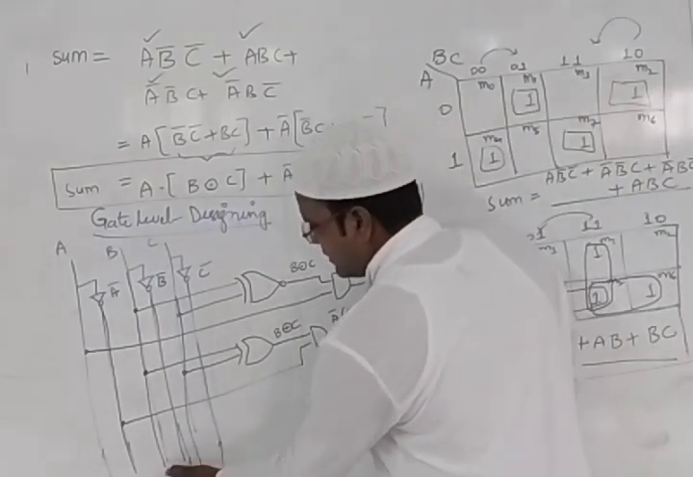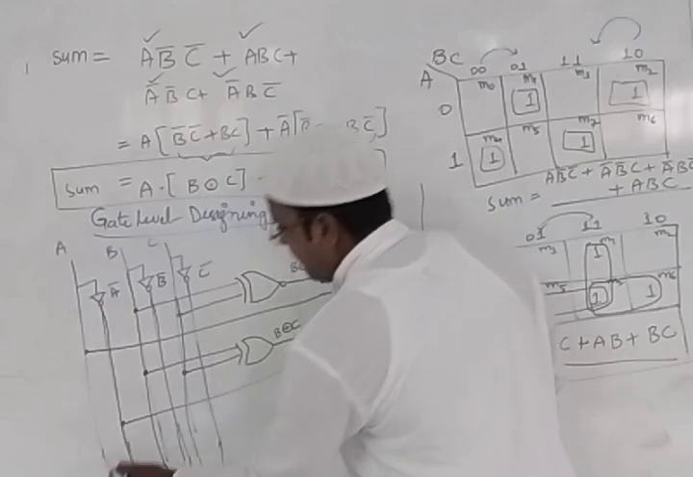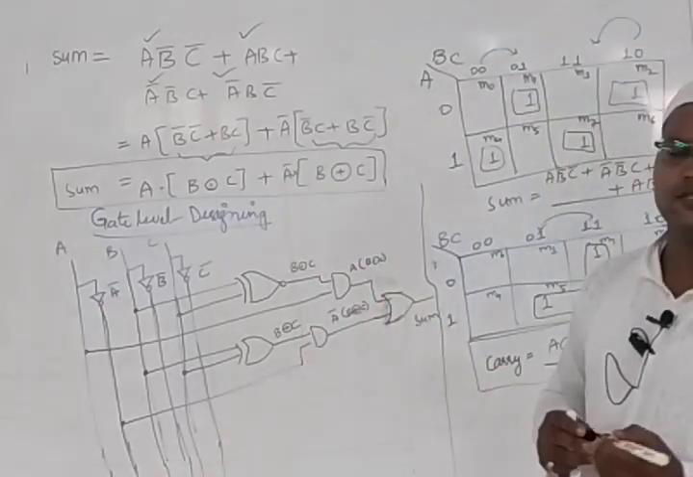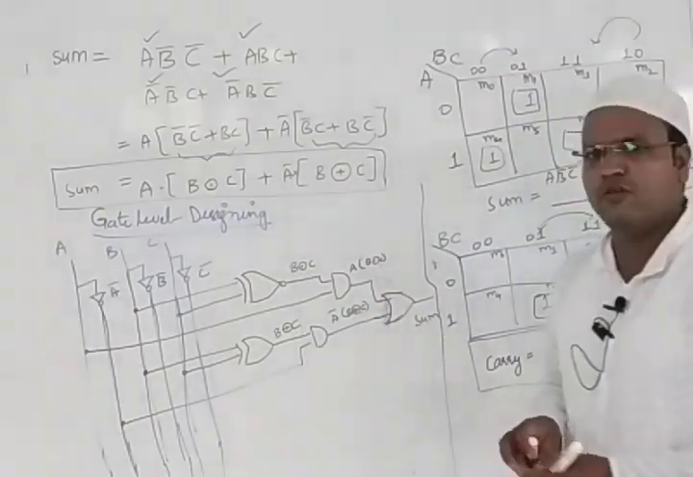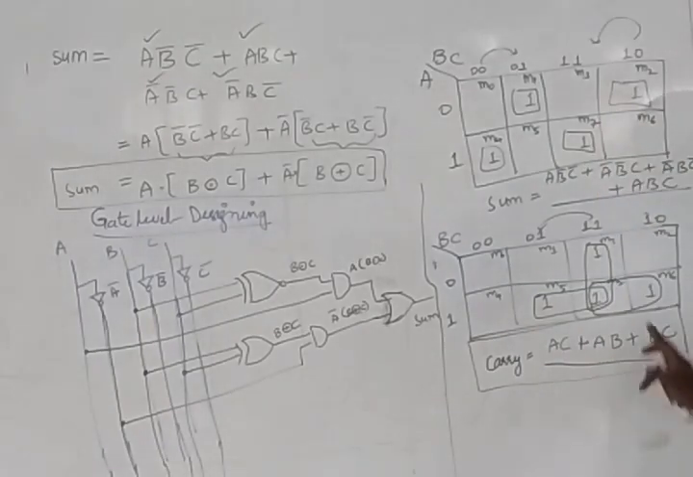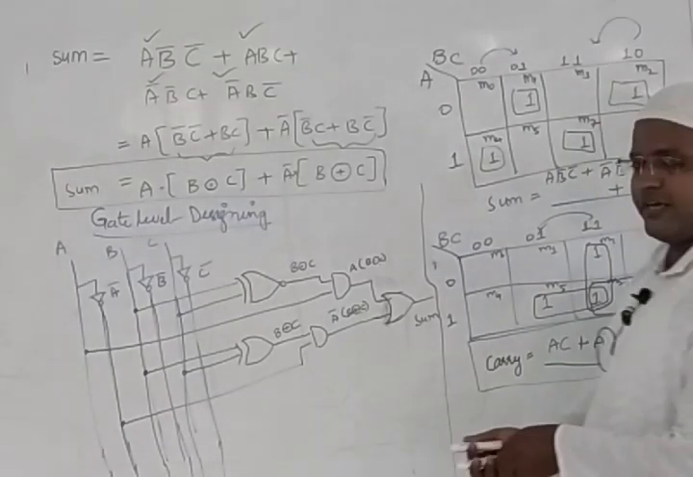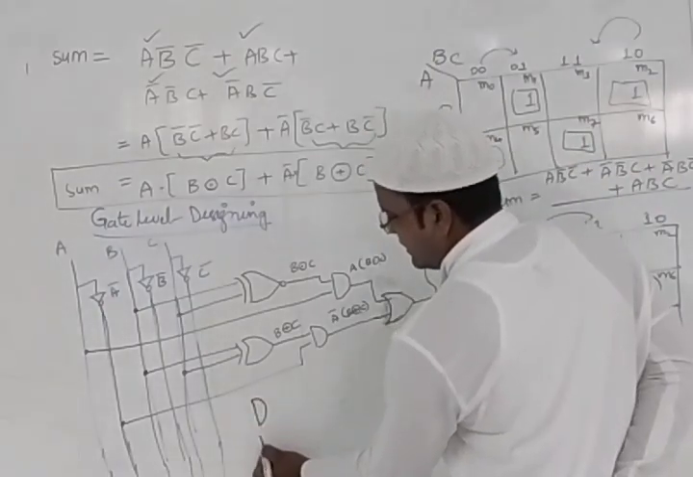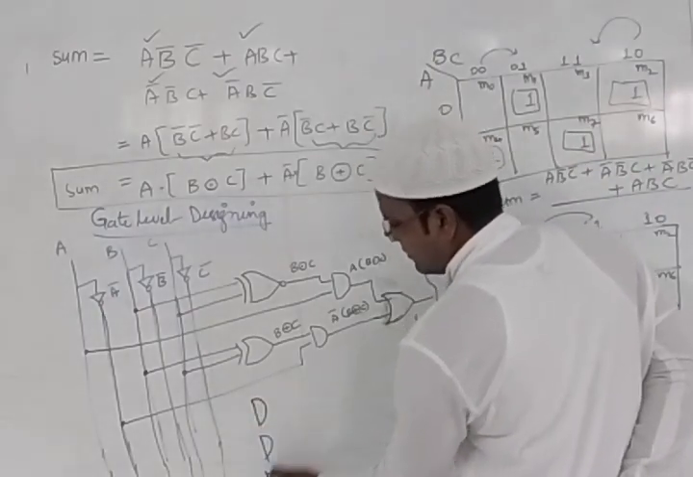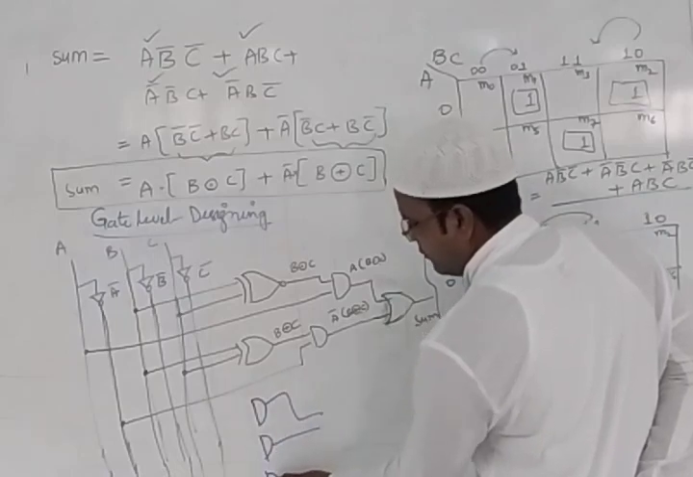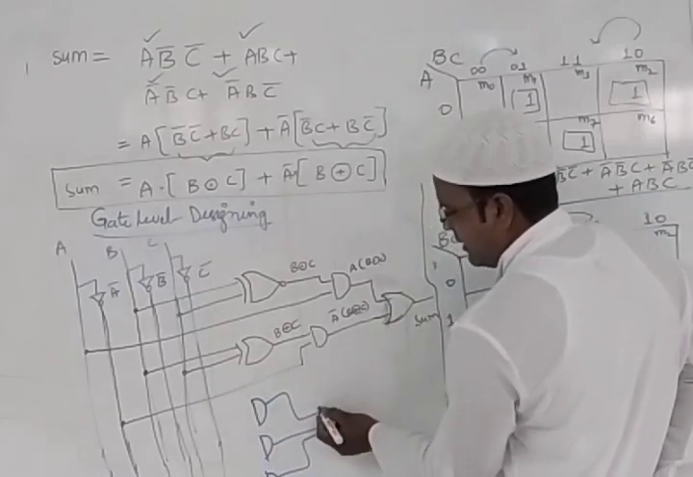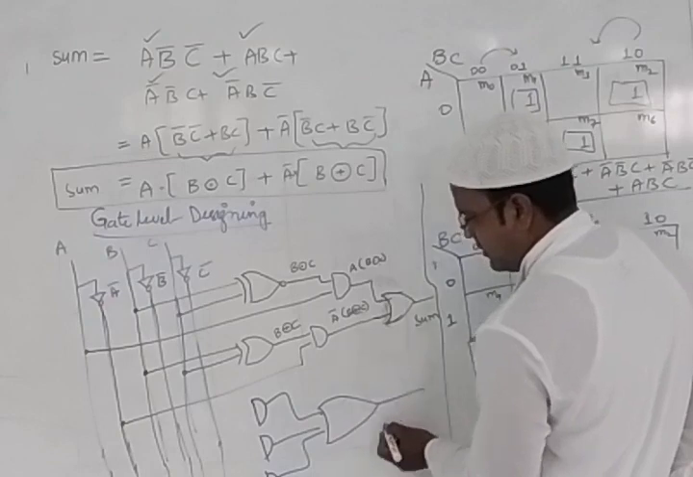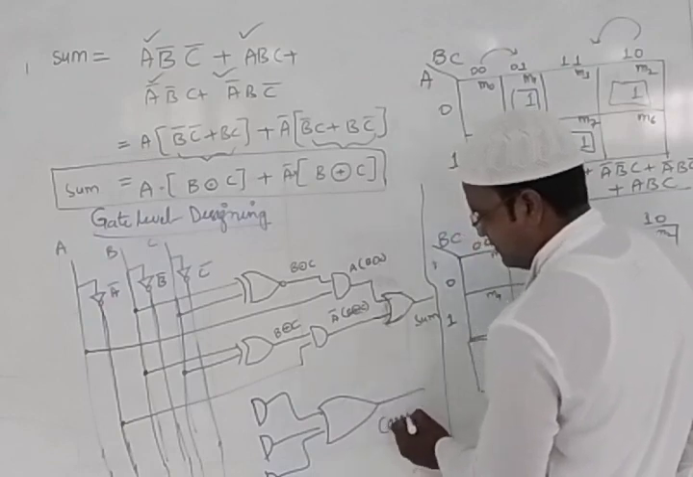Carry is quite easy. Carry doesn't require any kind of special gates. It requires only basic gates, because carry values are what? AC plus AB plus BC. These are carry values. So we'll take three. What type of gate? AND gate. So first AND gate, second AND gate, and third AND gate. So these all need to be added. So in order to go for addition, what will I do? I'll connect one OR gate. This is the output for carry.